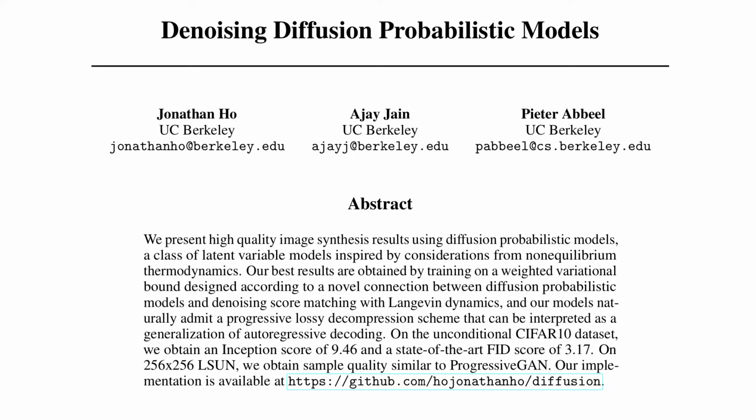So this paper is called Denoising Diffusion Probabilistic Models. This work has been done by UC Berkeley, and the general idea is that you take an image and you try to add small amounts of noise to it in a step-by-step process, and you want to basically have a model that is able to iteratively denoise a completely noisified image.